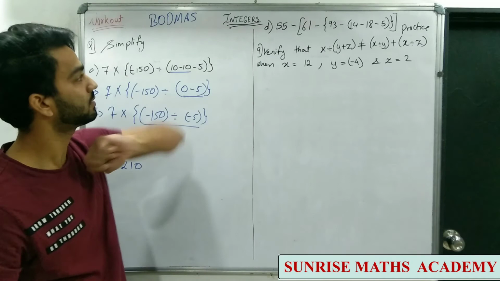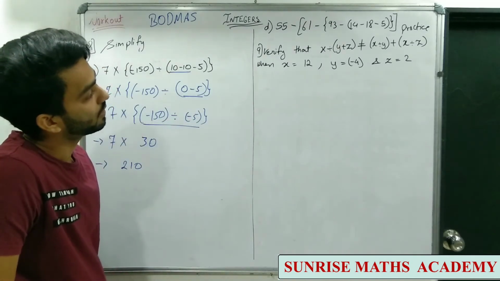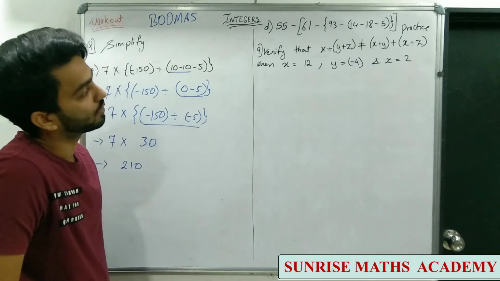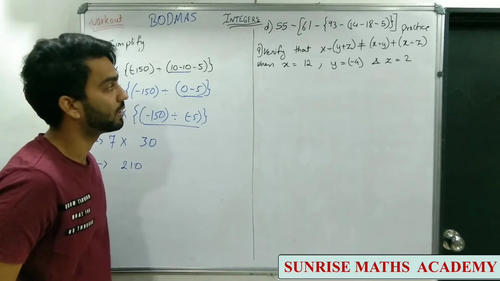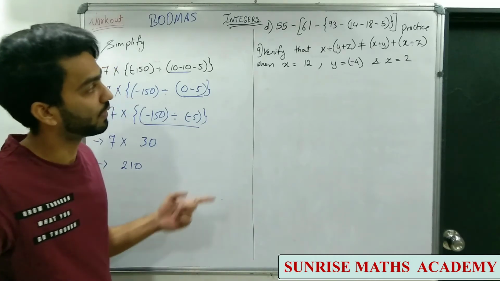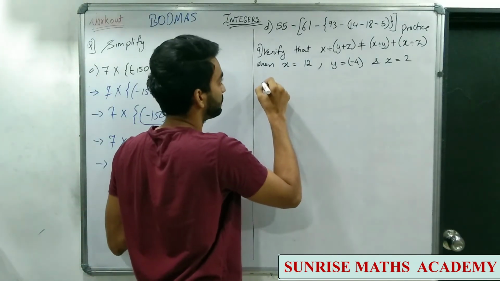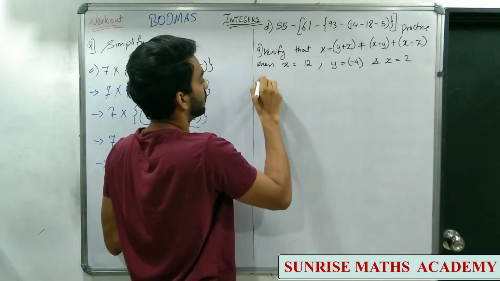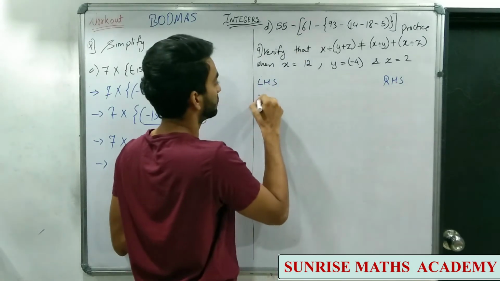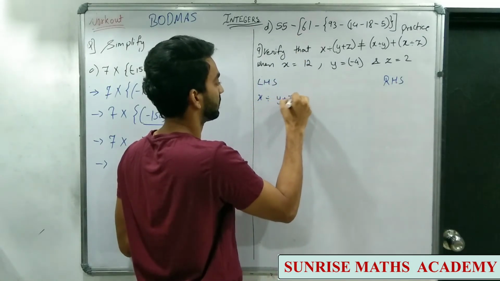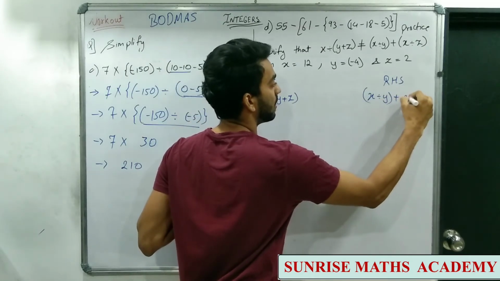The next one is for practice, D1. Next sum. Verify that x divided by, in the bracket, y plus z is not equal to x divided by y plus x divided by z. This is the distributive property, which is not applicable for division, so we have to verify that it is not equal. And the values are given here. So we'll take the LHS and RHS. This is our LHS, this is RHS.